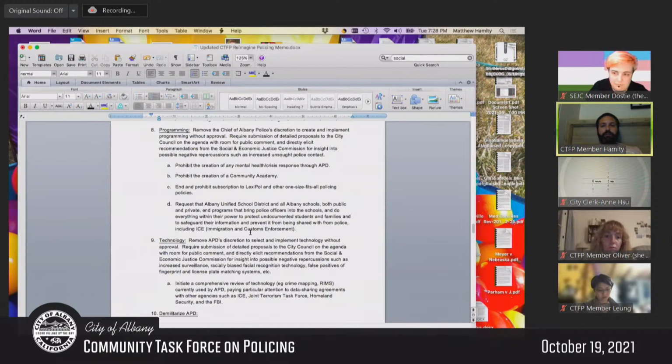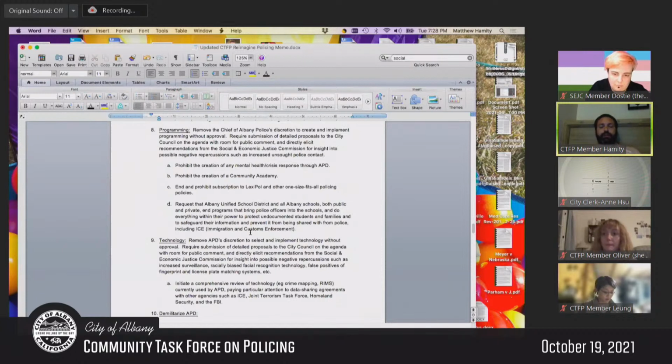While some of this is sort of implied by our recommendations, the unbundling would also mean there would be no mental health crisis response that goes through APD, no creation of a community academy. We call for ending the subscription to Lexipol, which is that one size fits all policing policy service that I think most California police departments use.